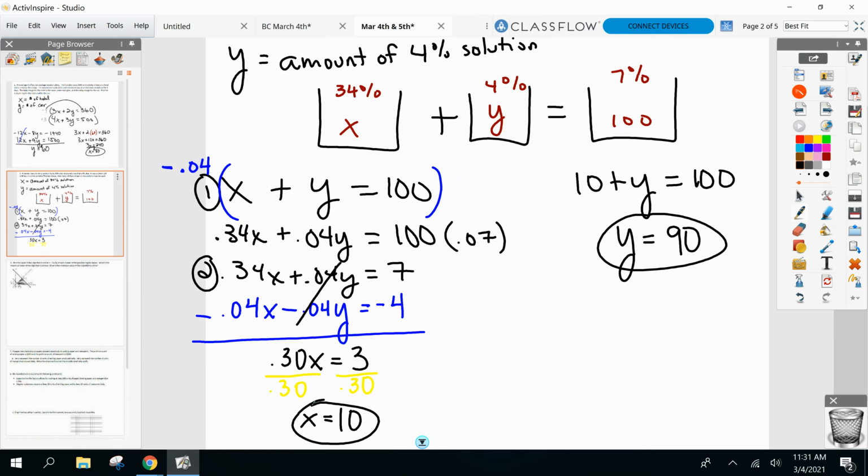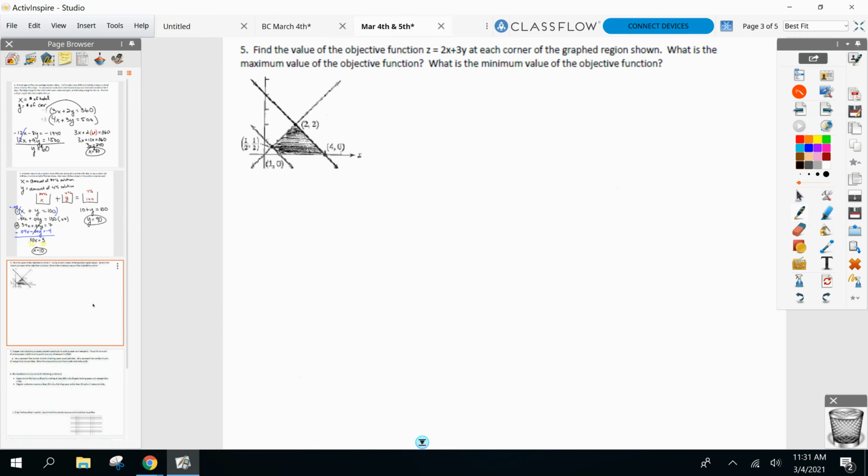Questions from you guys at all? So you got two equations, two variables. I'm going to put a mixture problem on there. And then the last one we're going to do today anyway is number 5. I will give you a shaded region and ask you what the max and the min is of that region. I'm going to be plain honest here. This should be free points, basically, this question. What's the max and what's the min?